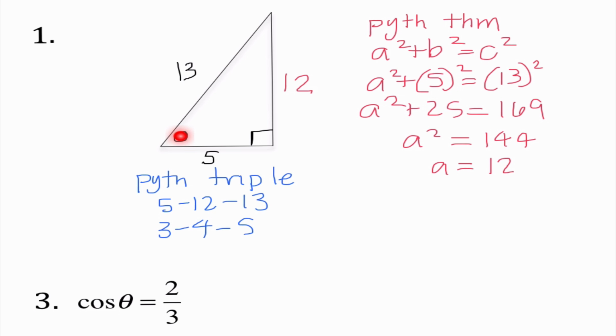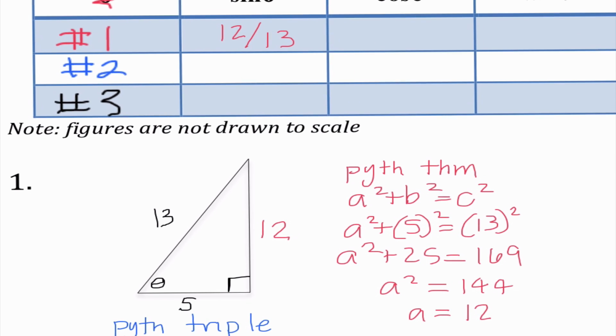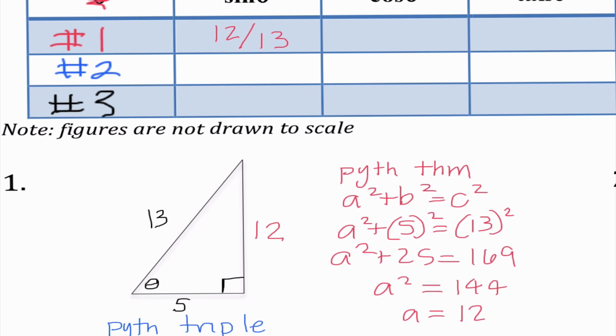So I'm starting from our reference angle. Sine is opposite over hypotenuse. So I'm going to go ahead and write 12 over 13. There we go. In fact, I might just go ahead and write opposite, adjacent, hypotenuse, just to help myself out. Cosine, adjacent over hypotenuse. So I have 5 over 13. Tangent is opposite over adjacent. So I have 12 over 5.